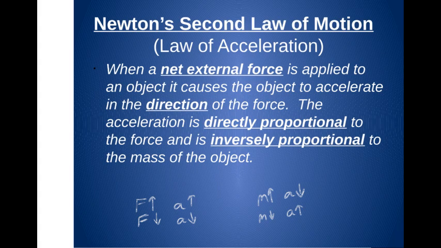Newton's second law, sometimes called the law of acceleration. When a net external force is applied to an object, it causes the object to accelerate in the direction of the force. The acceleration is directly proportional to the force and is inversely proportional to the mass of the object. So if you look down here, if force goes up, acceleration goes up. Force goes down, acceleration must go down. Mass increases, acceleration will decrease, inversely proportional. If mass gets less, acceleration will increase.